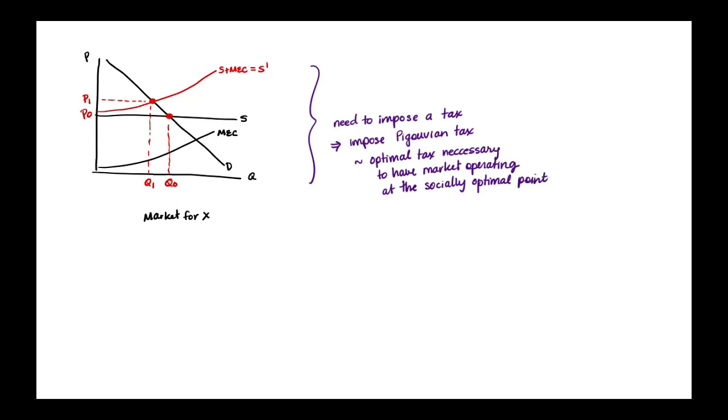So the Pigouvian tax is really simple. It's simply the optimal tax that's necessary to have the market still functioning like the market, but operating at the socially optimal point. So the Pigouvian tax is one that "solves", and I'm going to put that in quotes because "solves" kind of suggests that the externality goes away, but it doesn't solve the market failure that we see.